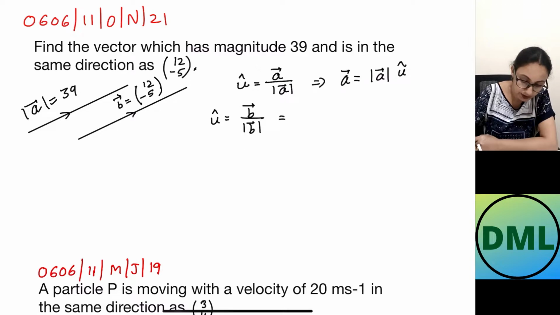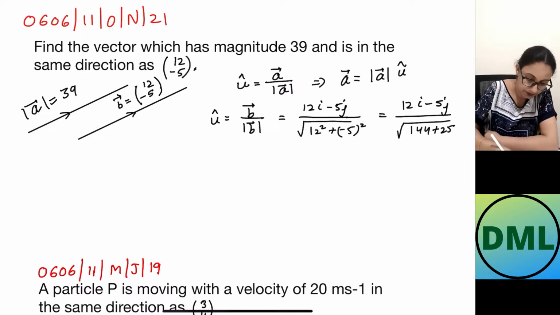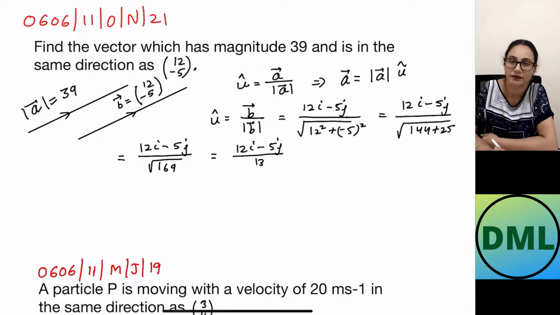If I solve it here, that will be written as 12i minus 5j, the vector, over its magnitude. Its magnitude is the square root of 12 squared plus minus 5 the whole squared. If I solve it, that will be 12i minus 5j divided by root of 144 plus 25. So that will be 12i minus 5j over root of 169, so 12i minus 5j over 13. This is the unit vector of vector B, which will be the same as the unit vector of vector A.